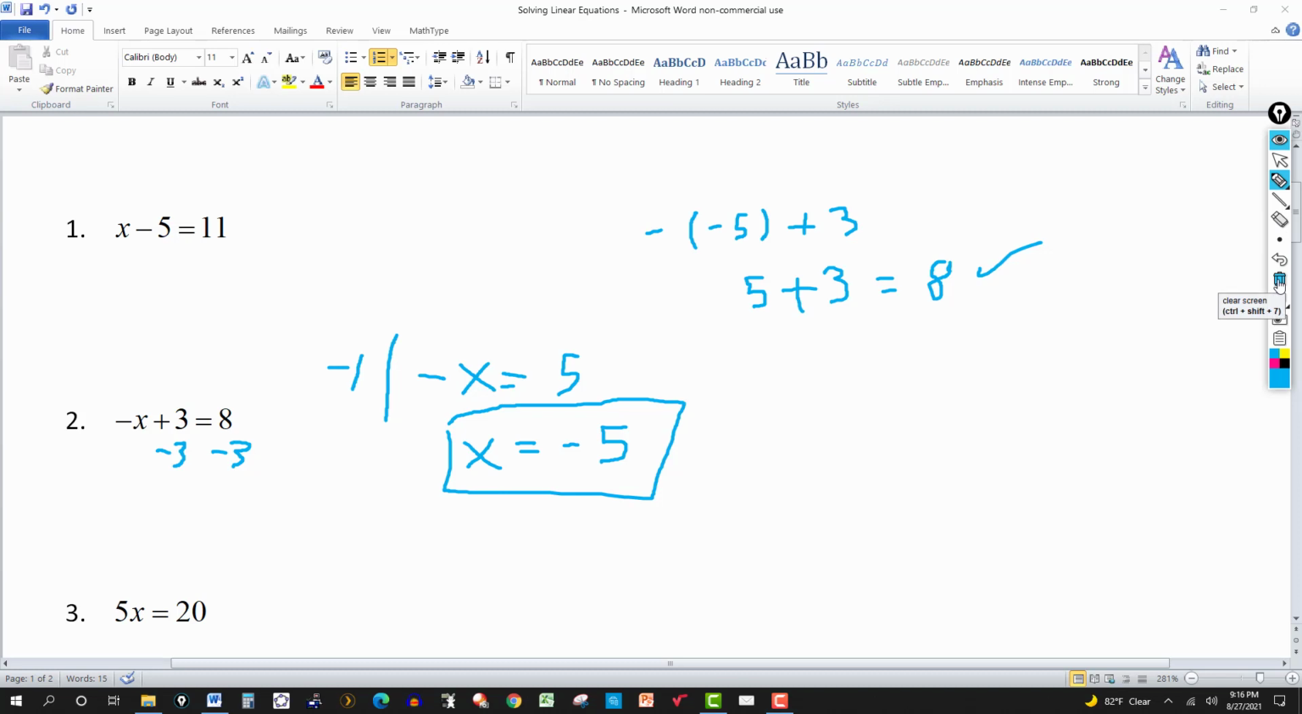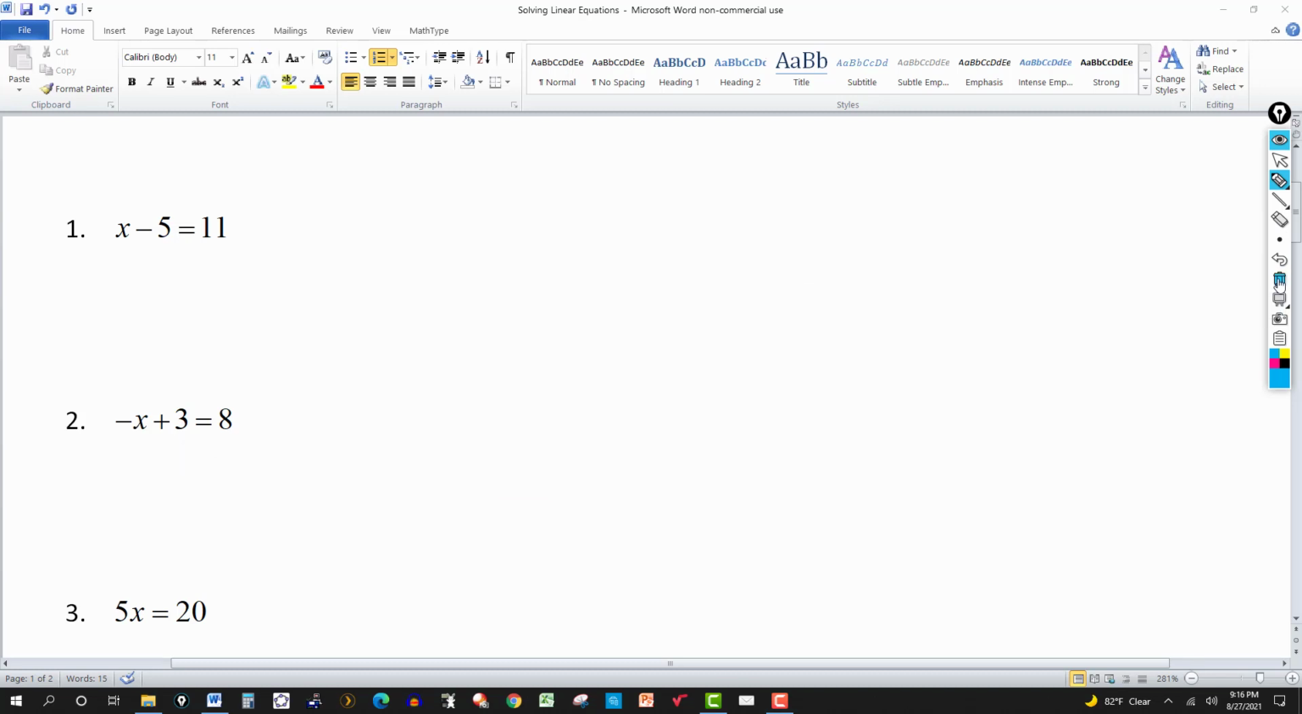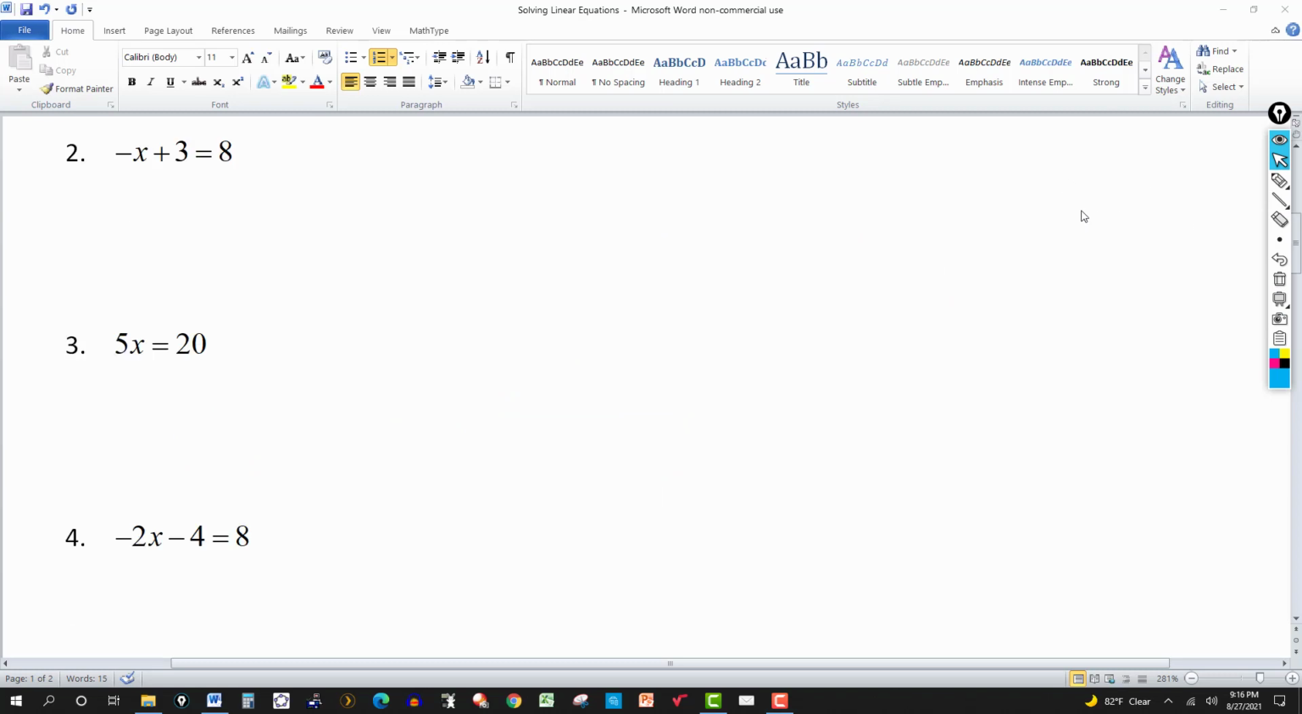So let's cancel this. Go to the next one. So here I have 5x equal to 20. Now, if there's no plus sign between the number and the variable, then it's a multiplication. So don't think of that as 5 plus x equal to 20. It's 5 times x, not 5 minus x or 5 plus x. It's 5 times x. So we're saying 5 times what number is 20?